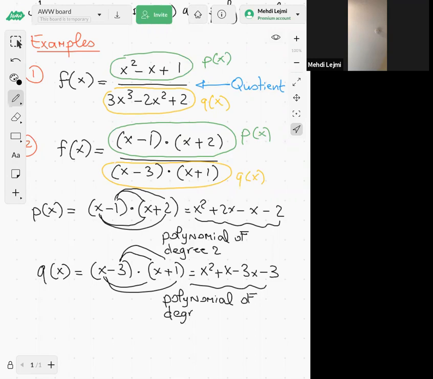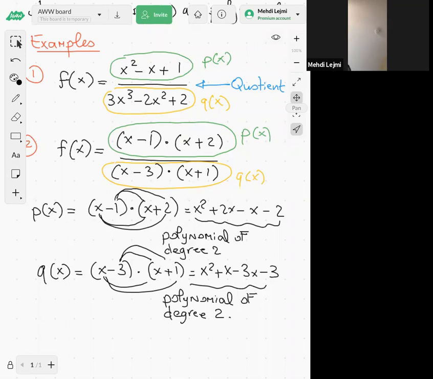So this function f of x is a rational function. So that's what I mean by a rational function. It's just a quotient of polynomials, right?